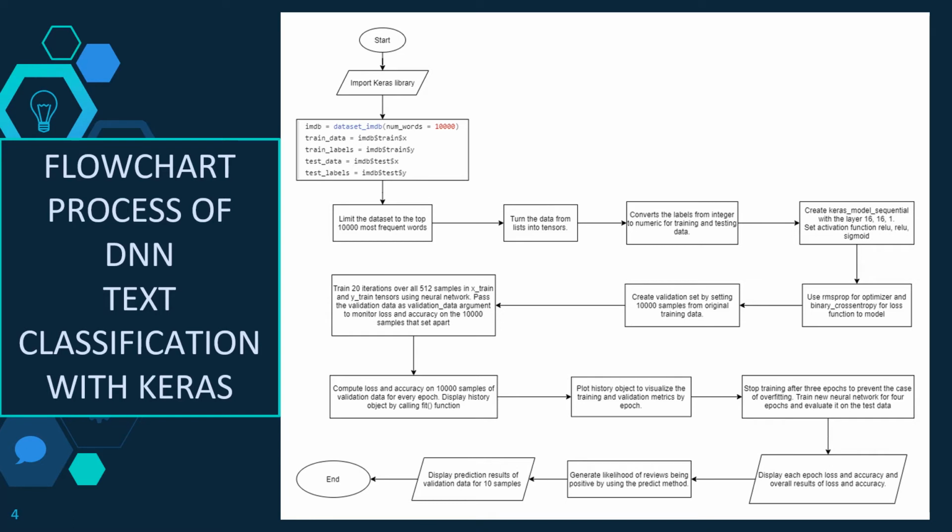Train a new neural network for 4 epochs to evaluate it on the test data, and then display each epoch's loss and accuracy and the overall results of loss and accuracy, and then generate the likelihood of reviews being positive by using the predict method, and then display the prediction results of validation data for 10 samples.